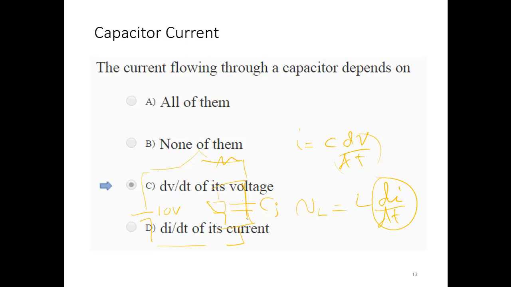The current through the capacitor depends on dV by dt. Because you have a switch, there was no voltage, and suddenly you turn it on, the voltage goes from 0 to 10 or 0 to 100, and dV by dt becomes very large instantaneously. Semiconductor devices have internal junction capacitance, so internal current flows through the junction and will destroy the device. That's very important to know: the current through a capacitor depends on dV by dt.